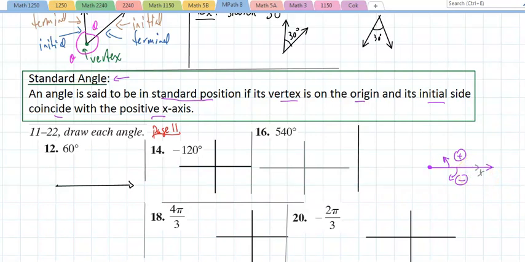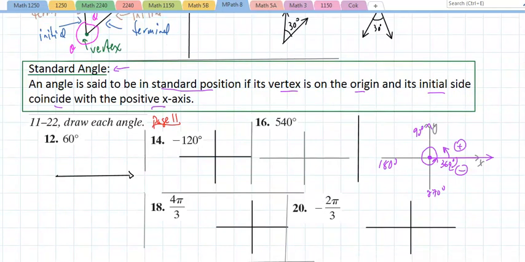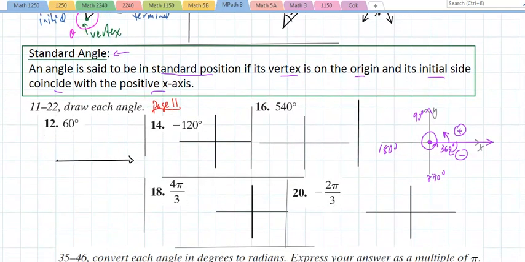The only reason I'm putting the grid on, just for reference, knowing that, if I rotate one full revolution, I know that's 360 degrees. Half of that is 180 degrees. Half of 180 is 90 degrees, and this is 270 degrees. Just for reference. And if I look at the first problem, draw each angle.